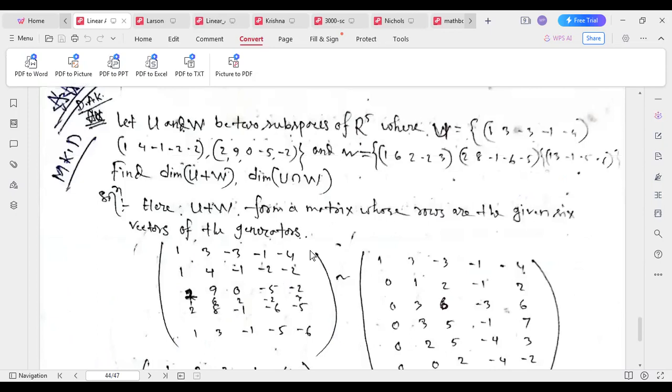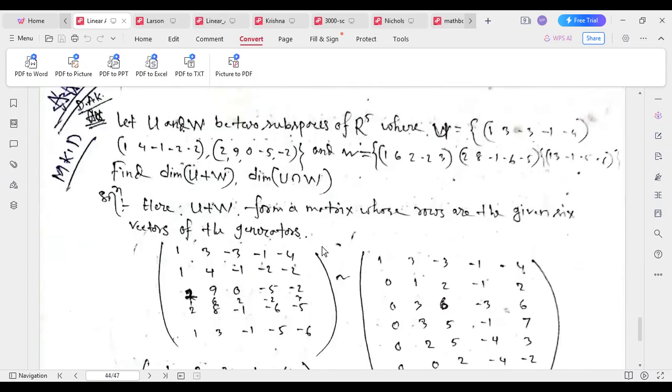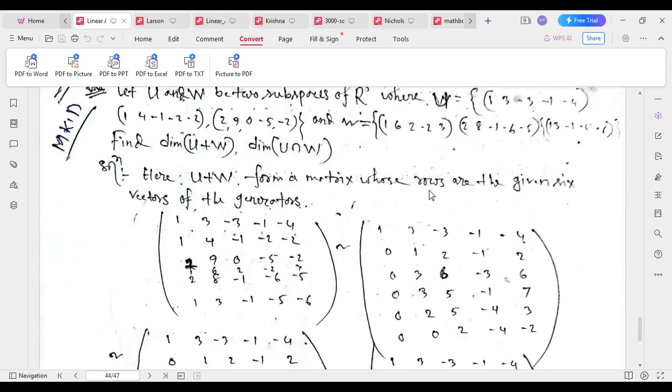Now a very important example. Let U and W be any two subspaces of R5, where U equals this, and another one, W equals this. Find the dimension of U plus W and the dimension of U intersection W. Here, for U plus W, we form a basis whose rows are the given vectors. How many rows? First row, second row, third row, fourth row, fifth row, sixth row. 6 rows here with 5 elements.